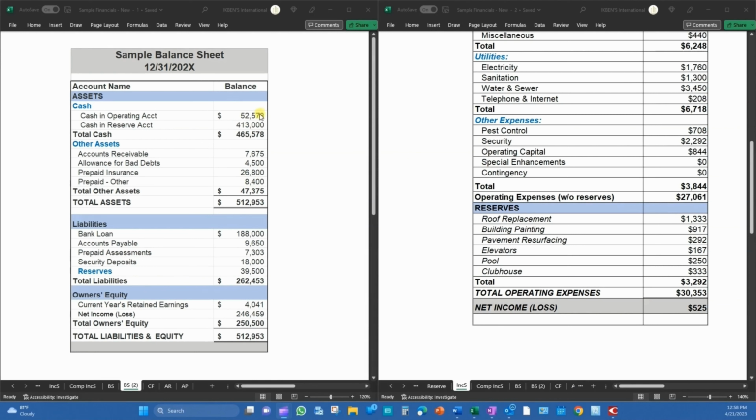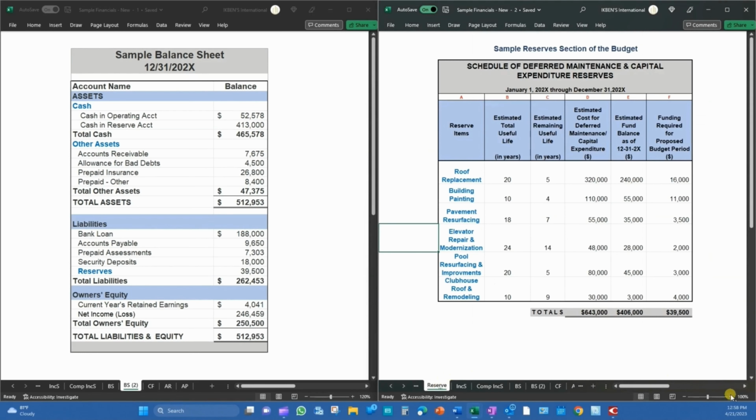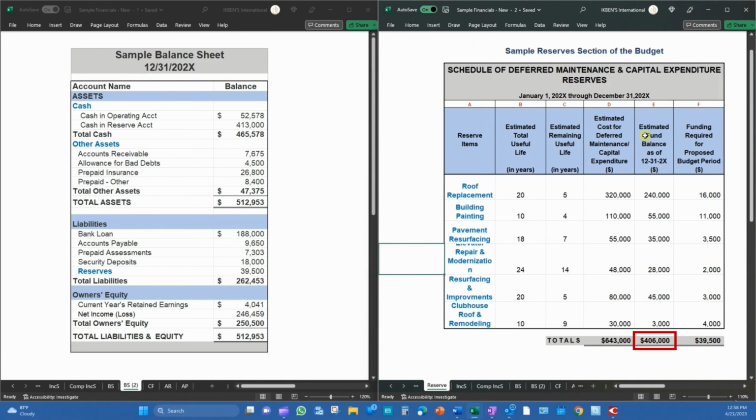Similarly, the association should have a cash reserve balance that corresponds with the reserve schedule. So let's take a look at the reserve schedule. And we see that the estimated fund balance is approximately what is on the balance sheet.